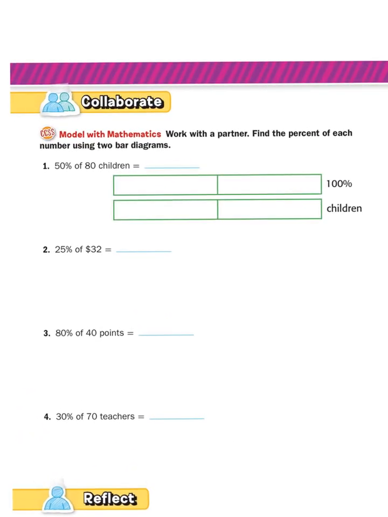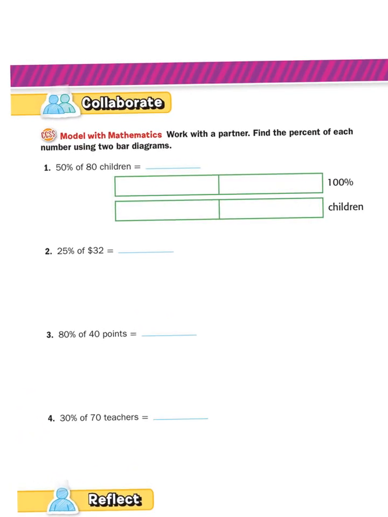Now, number 1 says, work with a partner, find the percent of each number using 2 bar diagrams. So 50% of 80 children. Now, I know a lot of you know that in your head, but we're going to show you how to do the bar. So remember, the one bar is always 100%. The other bar is going to be whatever you're talking about in the problem, and this time it's 80 children. So since it's 50%, that means I could split the bar into two 50%, 50% and 50%. Now the children, if I split that into 2, would be 40 children and 40 children.